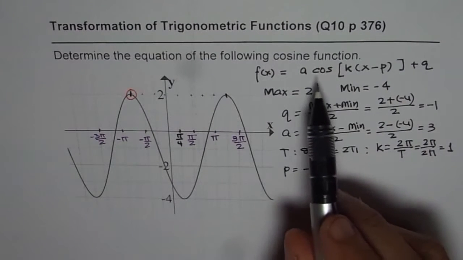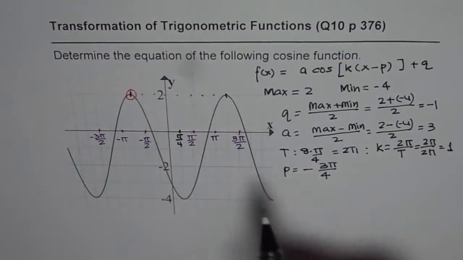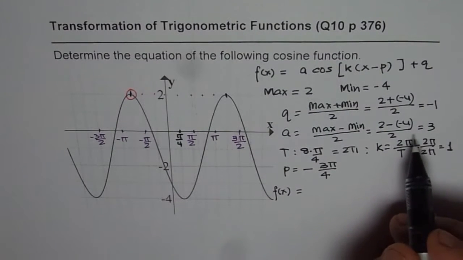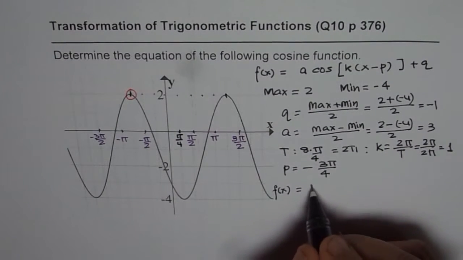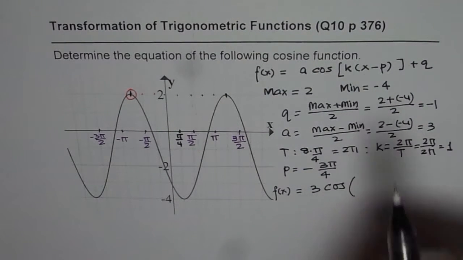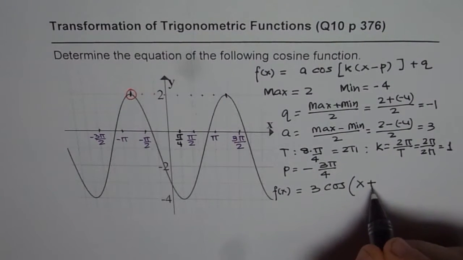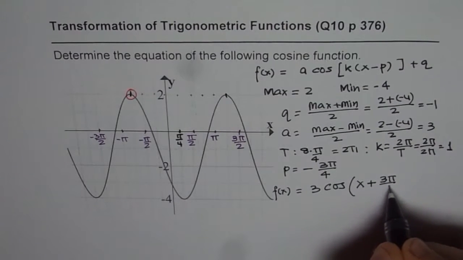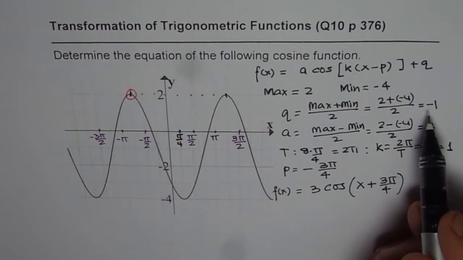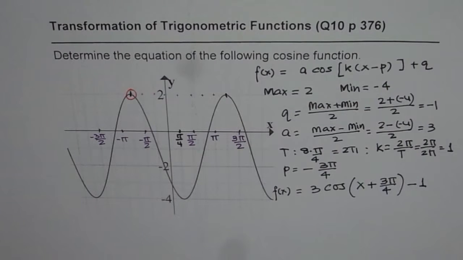Now we know all the parameters, so we can now write down the equation of this cosine graph. So the function f(x) for us is equal to amplitude of 3 cos, since k is 1, we don't have to write it, (x minus minus 3 pi by 4), that makes it plus 3 pi by 4, and the axis q is minus 1, so we have minus 1. So that becomes the equation for the given graph.